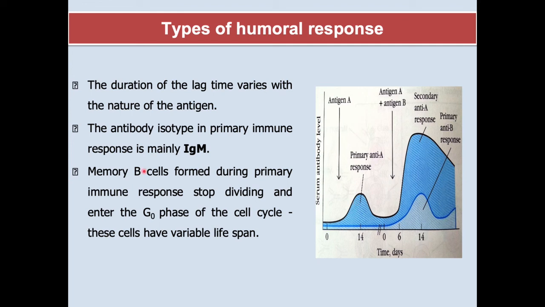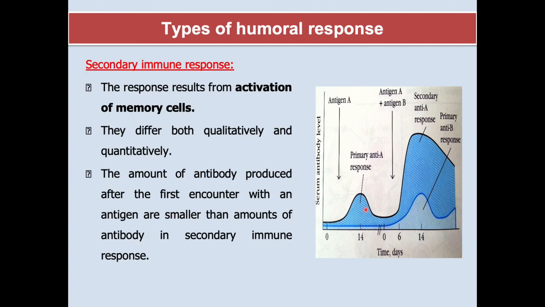During this time, memory B cells formed during the primary immune response stop dividing and enter the G0 phase of the cell cycle. These cells have a variable lifespan. After everything settles down, memory B cells are kept in latent mode, quiet, not dividing at all. But what happens if the same pathogen invades our body a second time? The response will be different.